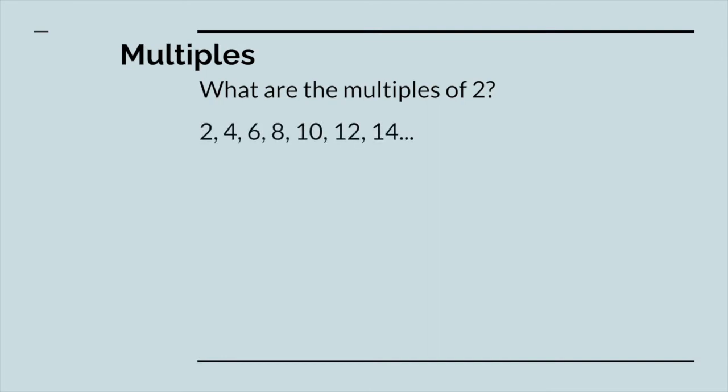Please make sure that you put these in your notes. So to start, what are the multiples of 2? Well, multiples sounds kind of like multiply. So multiples is really like skip counting. So if I wanted to find the multiples of 2, I would skip count by 2's. So 2, 4, 6, 8, 10, so on and so forth.